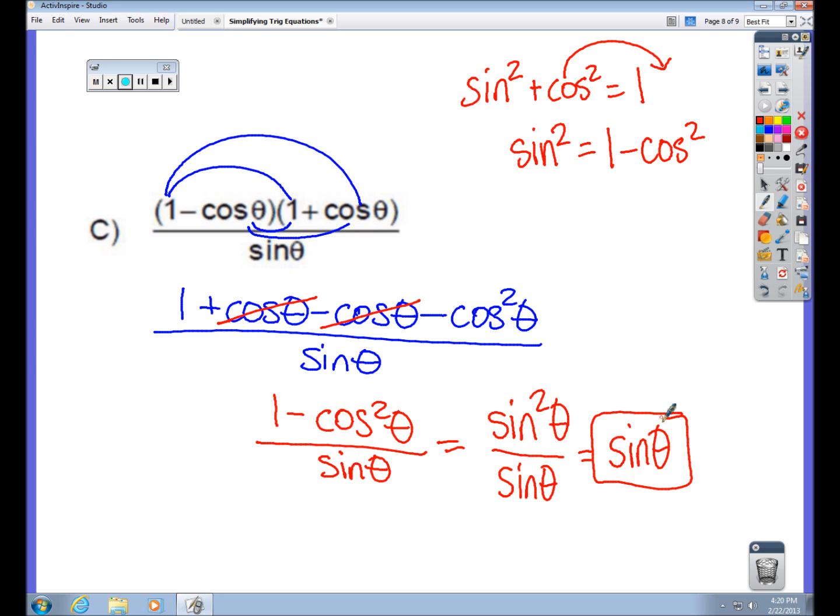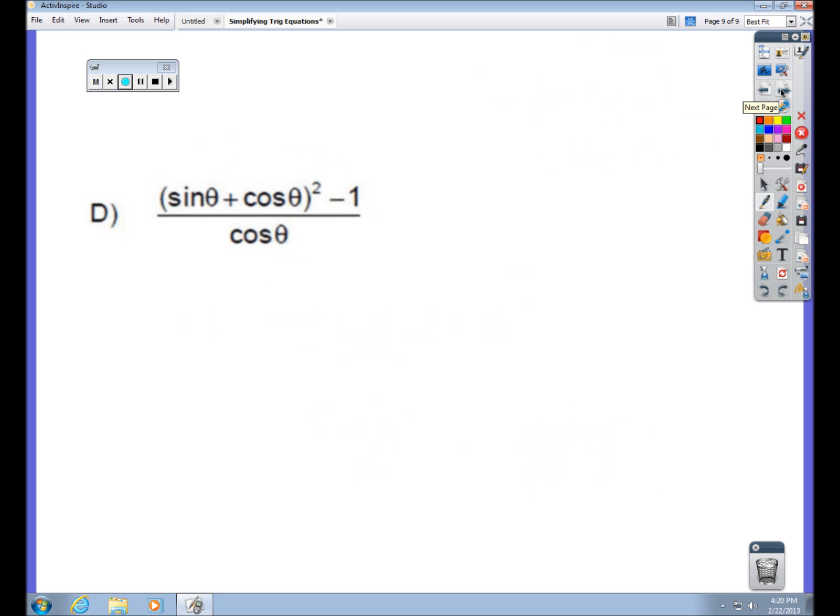Okay, one more question that we're going to look at for today. Okay, and again, this will take practice. You don't get good at this just by watching me do it. You're going to have to practice some on your own and make mistakes and learn from them. Okay, so we're going to start with this part right here, sine plus cosine squared.